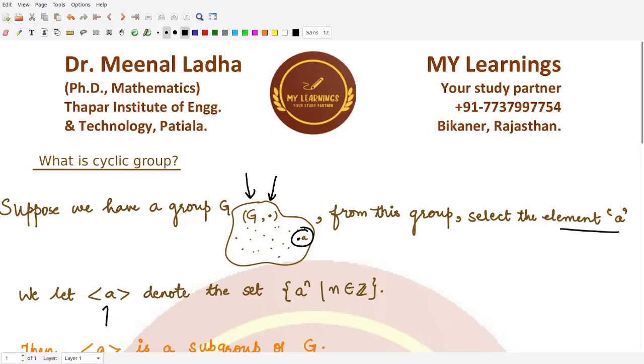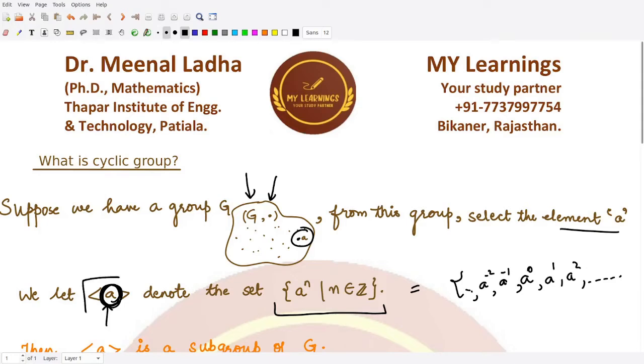and we denote by the element A within angle brackets this set. Now what is this set? This set consists of all the powers of this particular element A. So this would be A to the power 0, A to the power 1, A to the power 2 and so on, and it would also contain the negative powers, right? So this set we are calling by angle brackets A. This is called the subgroup generated by A.